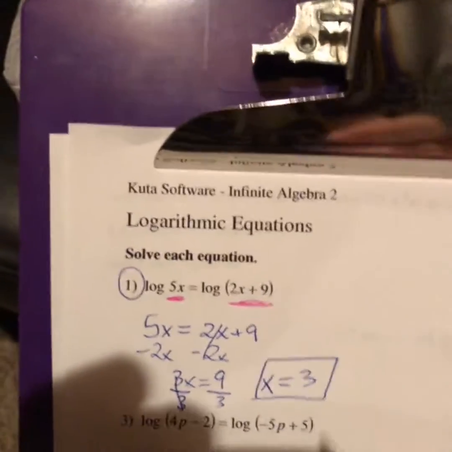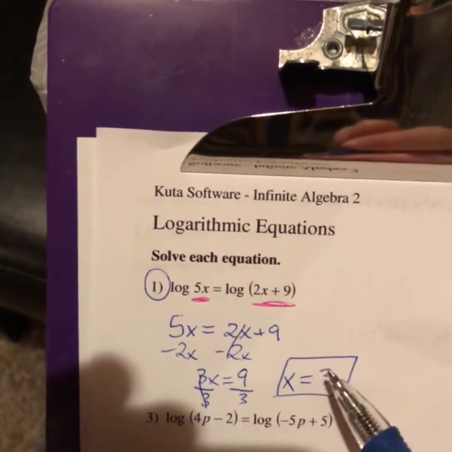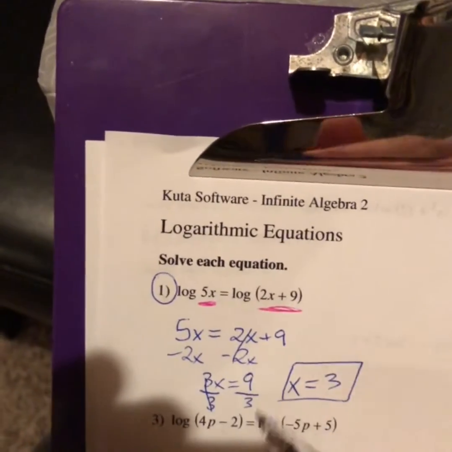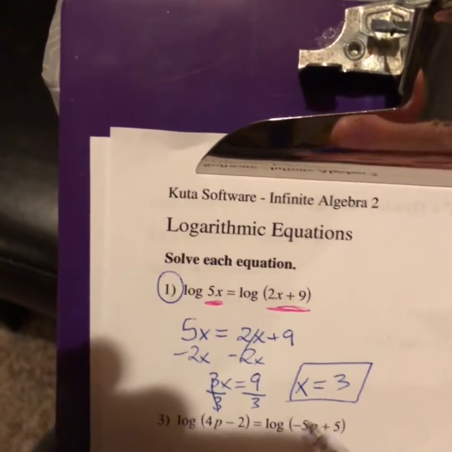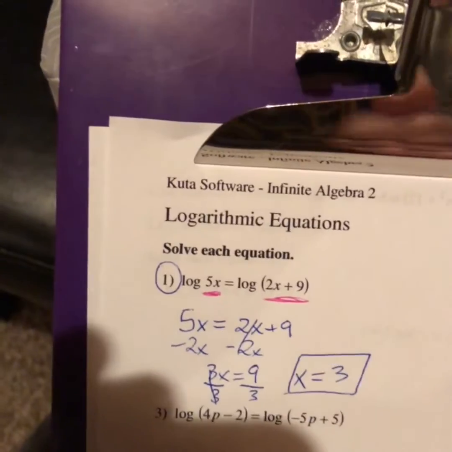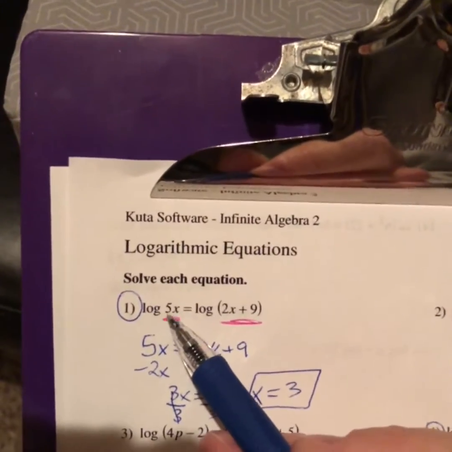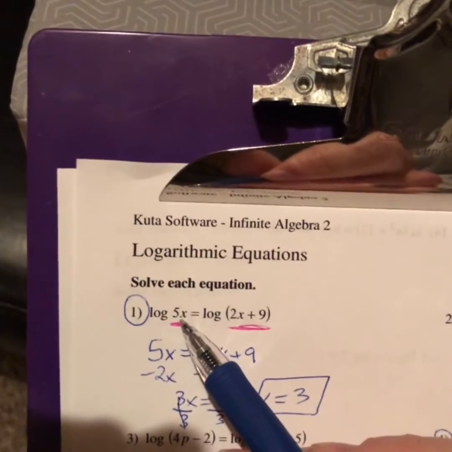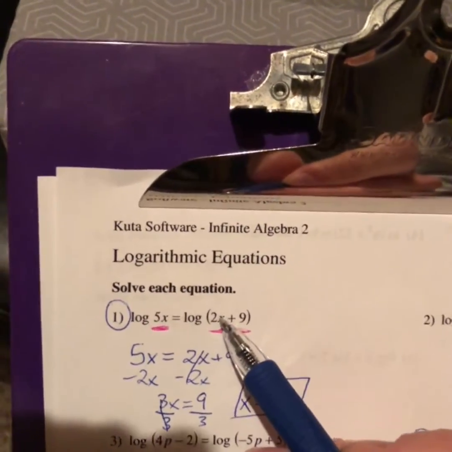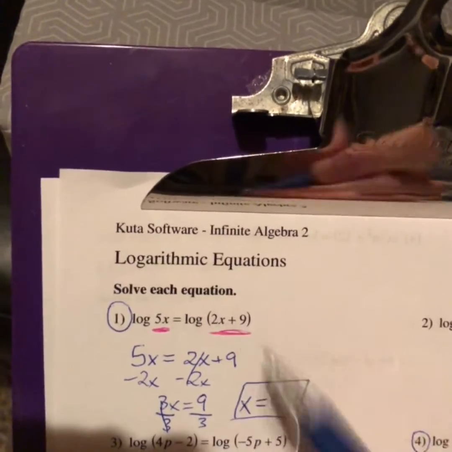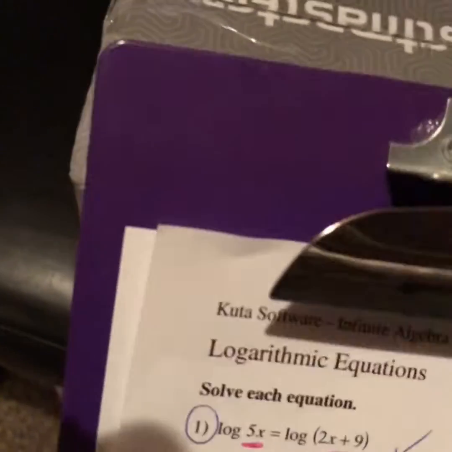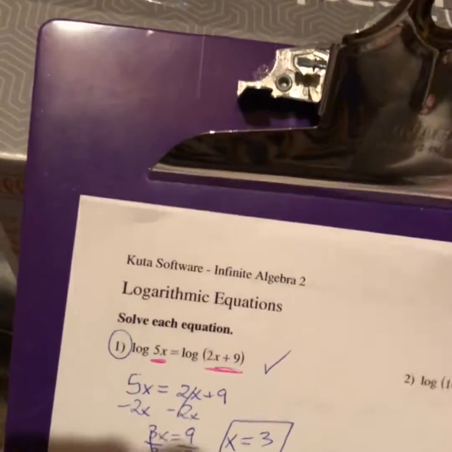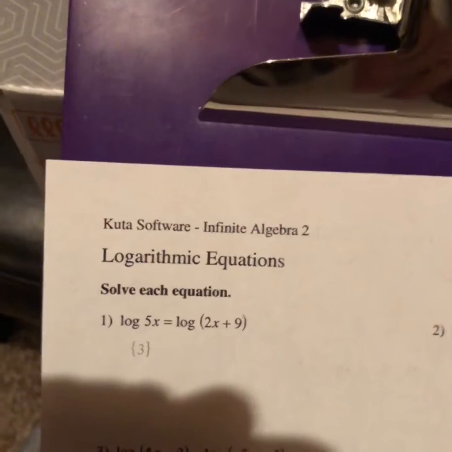Now it is important, like when we're solving equations, to plug that back into the original and make sure it works out. Sometimes it doesn't, and in that case we have extraneous solutions, if you remember that big math term. So we plug x equals 3 back in. You can do a quick mental math check: 5 times 3 is 15, so log of 15 equals 2 times 3 is 6, plus 9 is 15, log of 15, so we are good. Or you can just check that answer key. That's why we attach that. Boom, x equals 3.